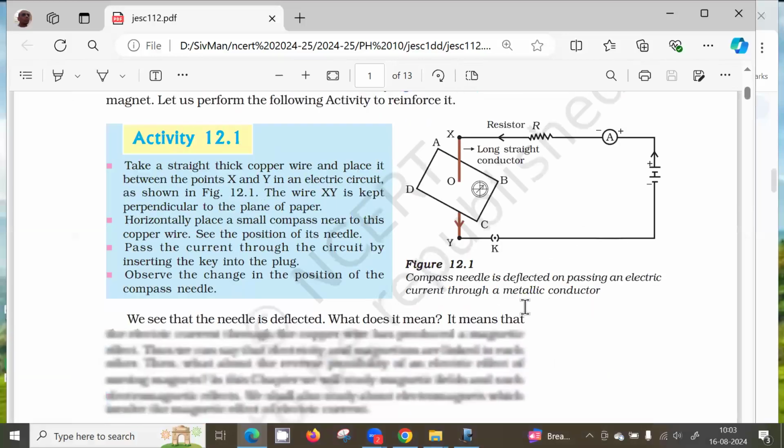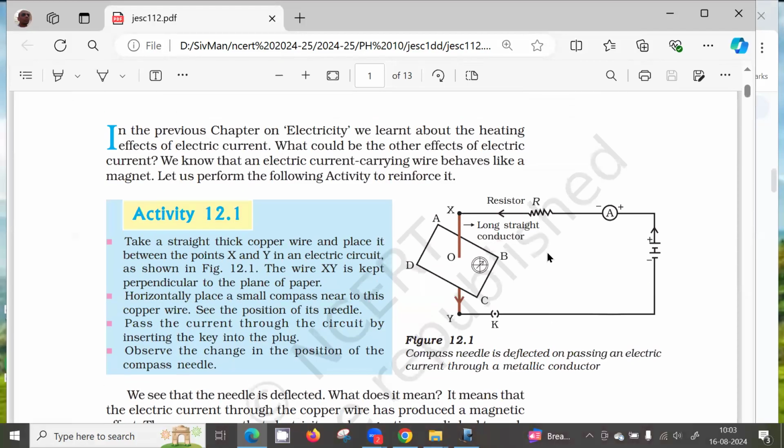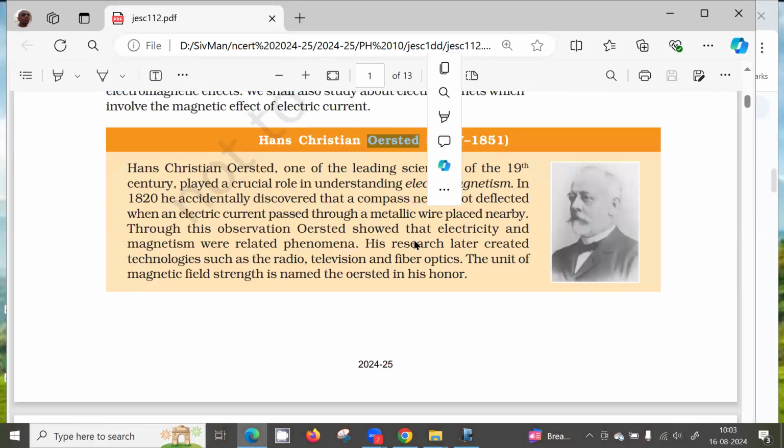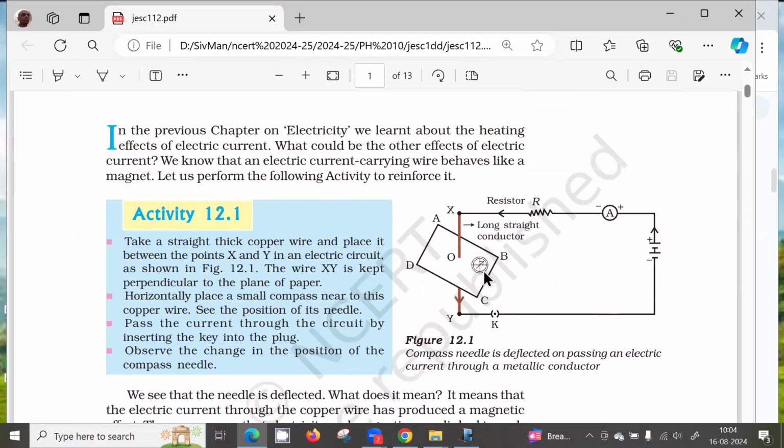So first, this is a two-state experiment. There is a current carrying circuit, there is a conductor here, and you are placing a magnetic needle close to this conductor. When current flows in this conductor, the magnetic needle will deflect. If there is no current, there is zero deflection. Once the current starts flowing, there is deflection. Another thing is if you reverse the direction of the current, then the deflection is in the opposite direction.